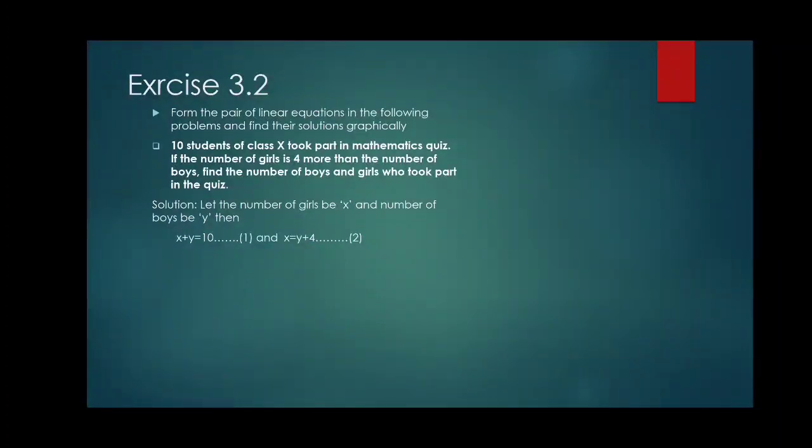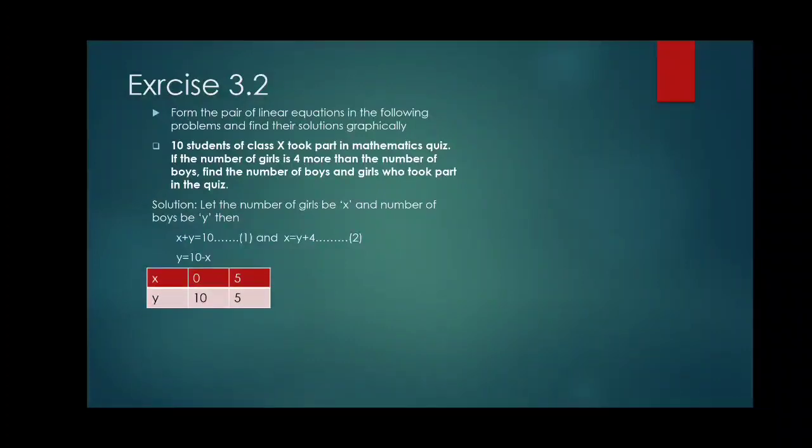Similarly, it says that the number of girls is 4 more than the number of boys. As I said before, when they say 4 more, 5 more, it means they are adding. That means x is equal to y plus 4. That is our second equation. So now, rearranging the first equation, we get y is equal to 10 minus x, and keep the second equation as it is, that is x is equal to y plus 4. It is already written in terms of one of the variables.